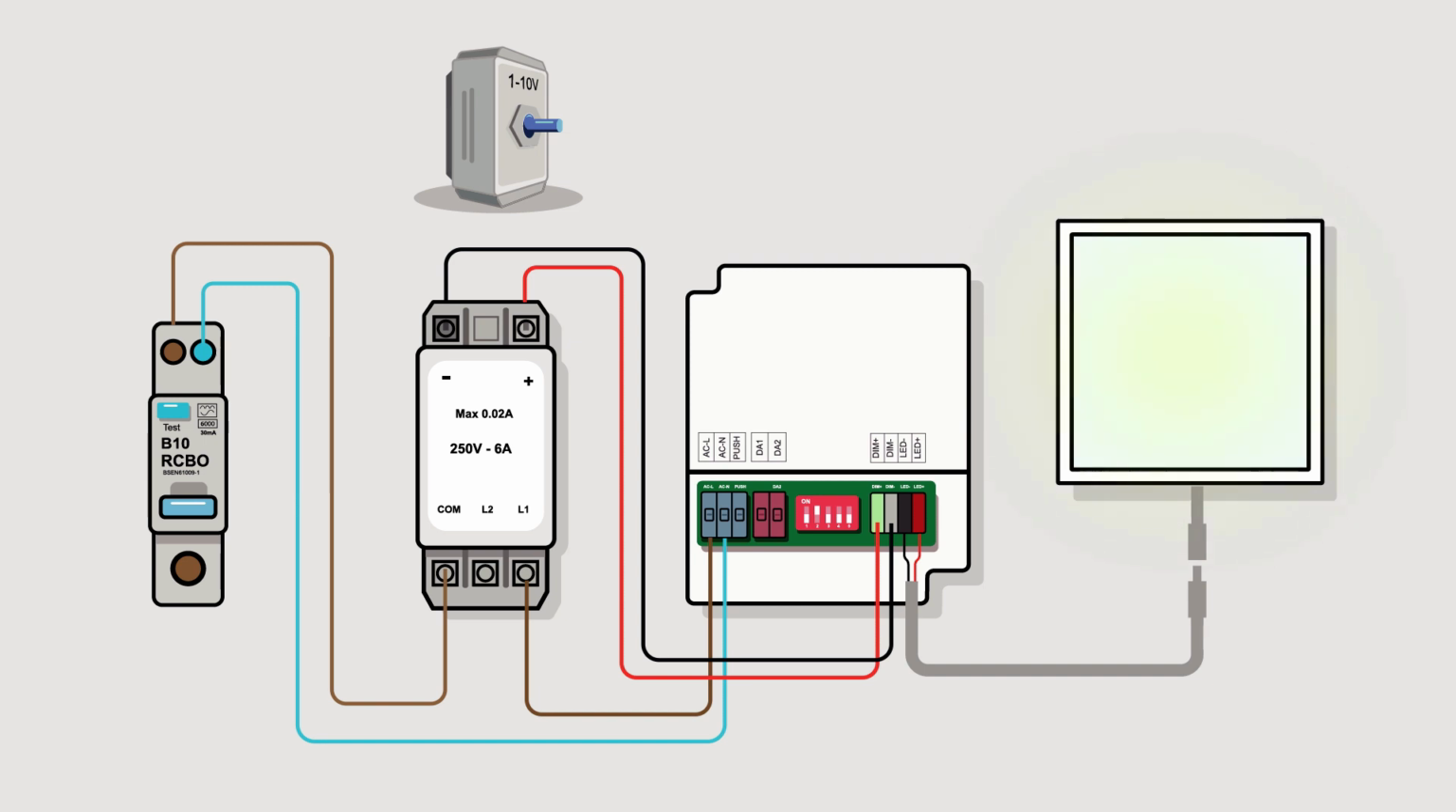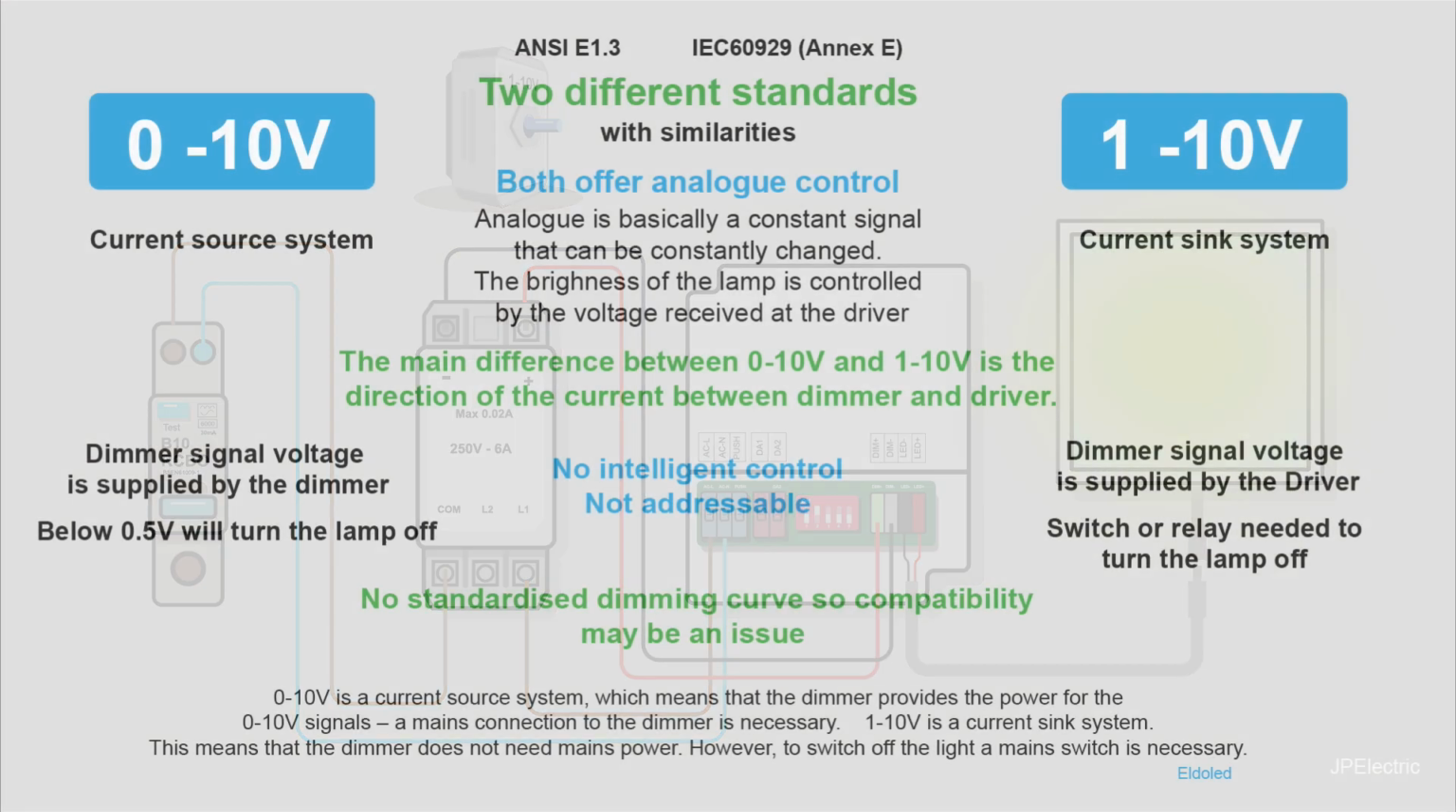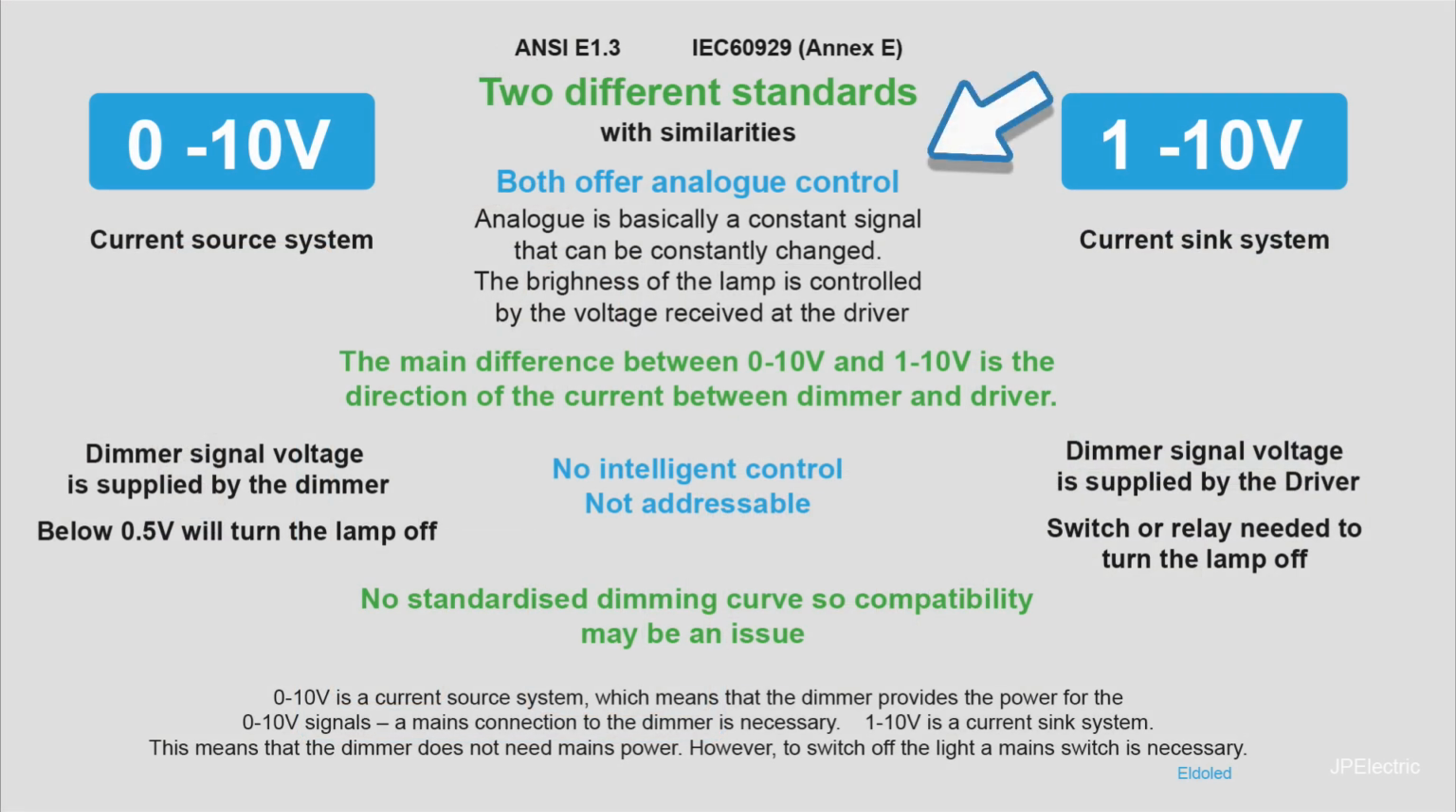You also get 0 to 10 volt dimming as well. They're very similar, but they are two different standards. They're both analog control. Analog means the constant signal that you can change. It could be a constant 5 volt signal, keeping the lamp at about 50% of brightness. The main difference between the two standards is the direction of current between the dimmers and drivers.